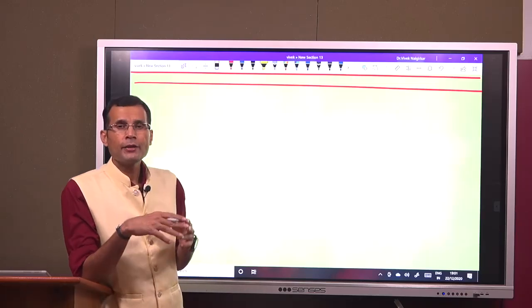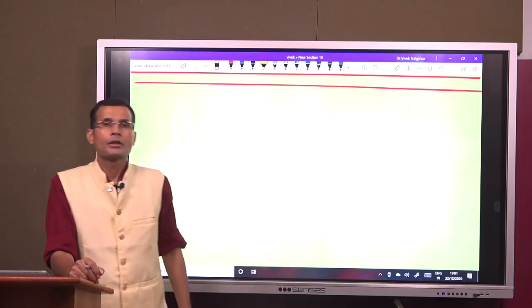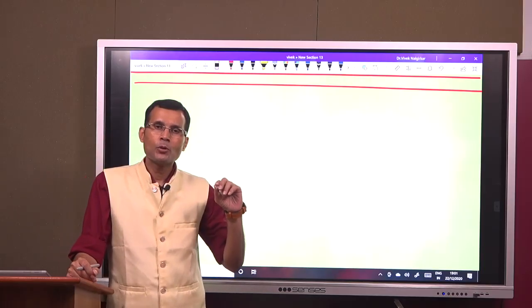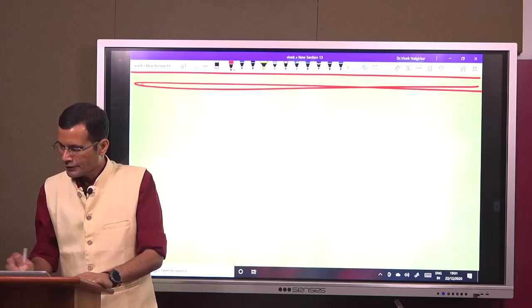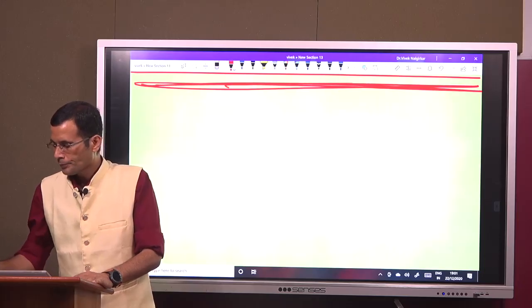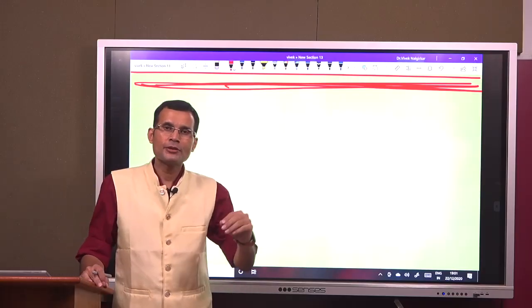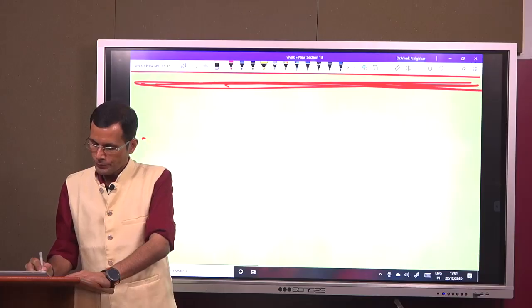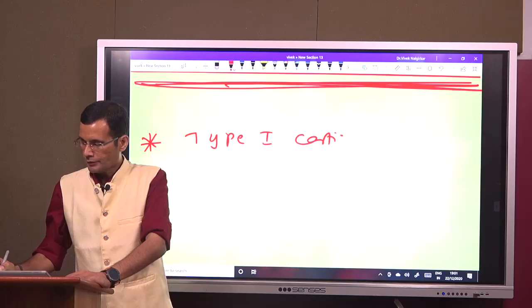Right, these were the components of the JG apparatus. Now finally, I need to explain one more cell which is not a part of this JG apparatus. Type 1 cortical interstitial cell.